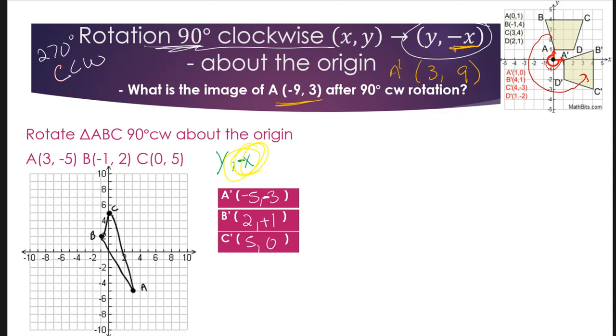And let's plot our new points. New points are going to be -5, -3. That's A prime. 2, 1 is B prime. And 5, 0 is C prime.